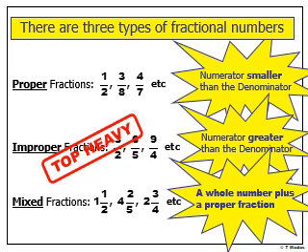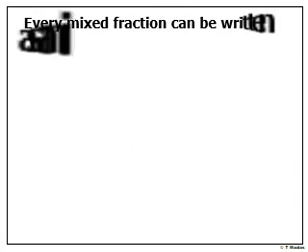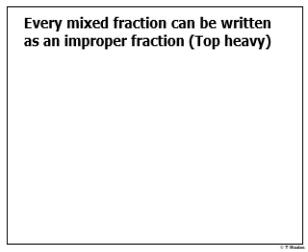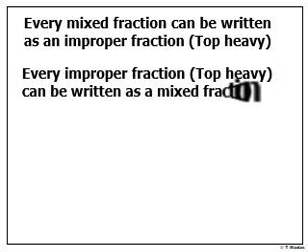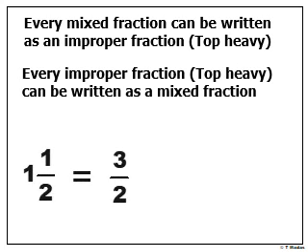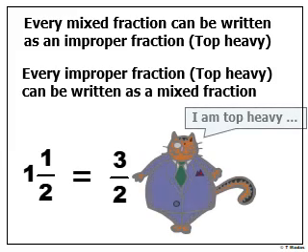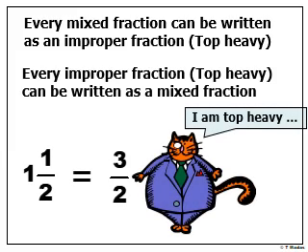So mixed numbers or improper fractions, we call them top heavy, where the top number is heavier than the bottom number. Every mixed fraction can be written as an improper fraction, and every improper fraction can be written as a mixed fraction. For example, 1 and 1 over 2 is the same as 3 over 2. 1 and a half is like 3 over 2. But the 3 over 2, we call it top heavy.